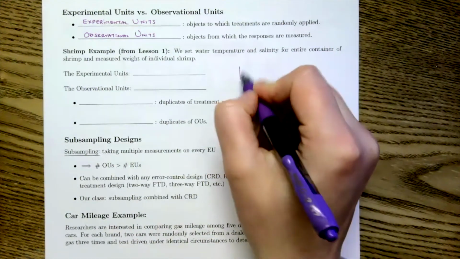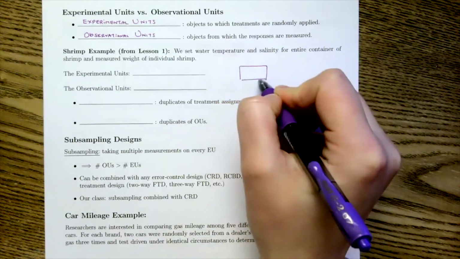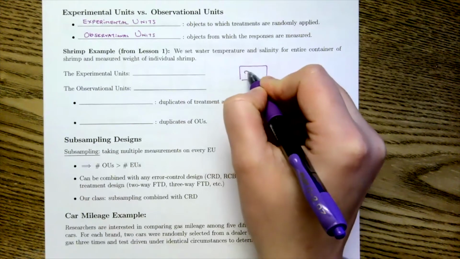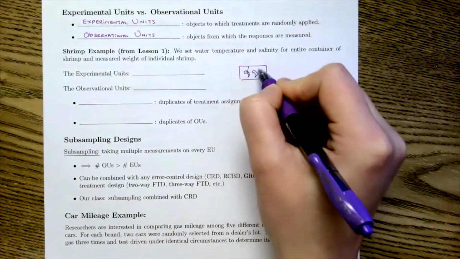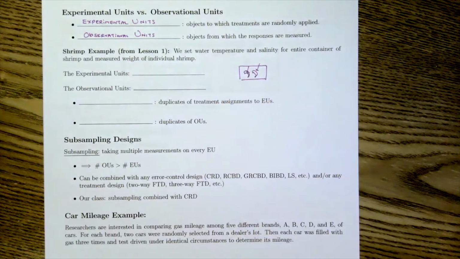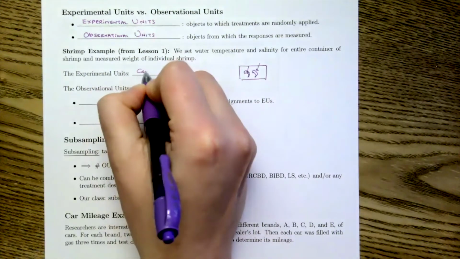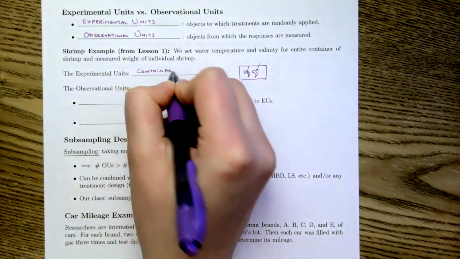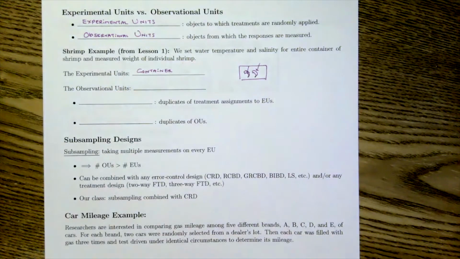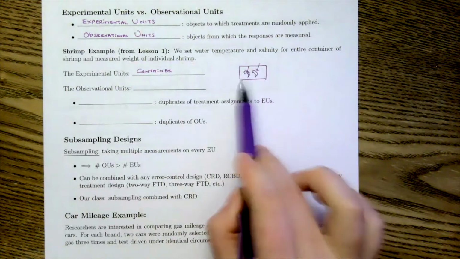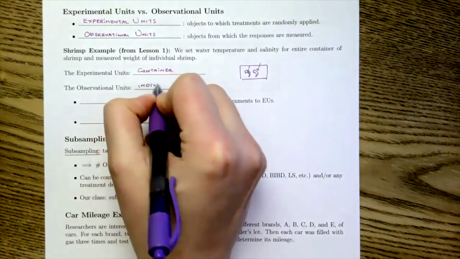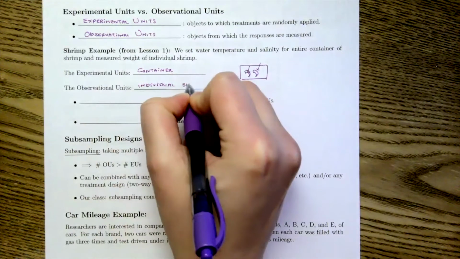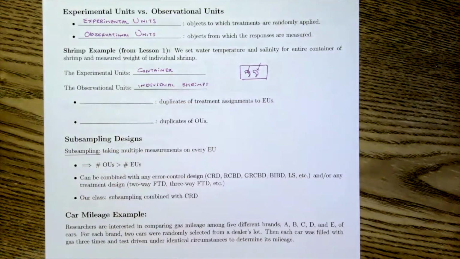So visually what that looked like is we had a container here and we set the water and saline, and then we had little shrimps. That's what a shrimp looks like in my head, as a cartoon. And we measured the weight of this shrimp and we measured the weight of that shrimp. And so in this case, our experimental unit would be the container, because we applied our treatment of saline and temperature to the container of water. Our observational unit is the individual shrimps, because we're measuring the shrimp's weight.